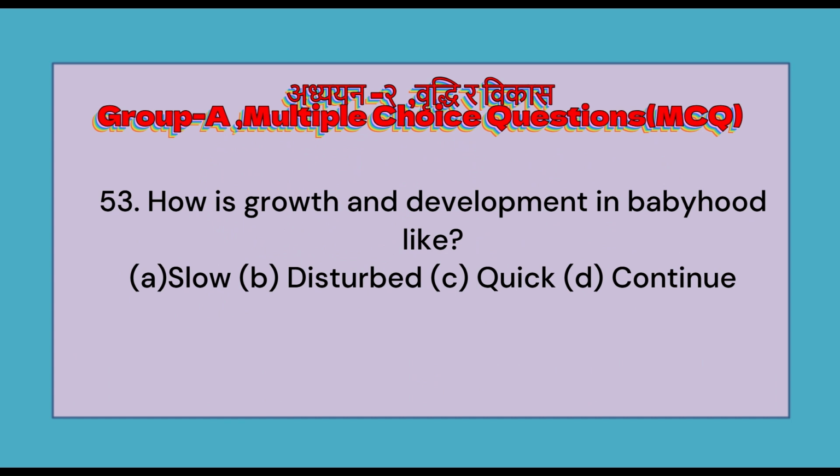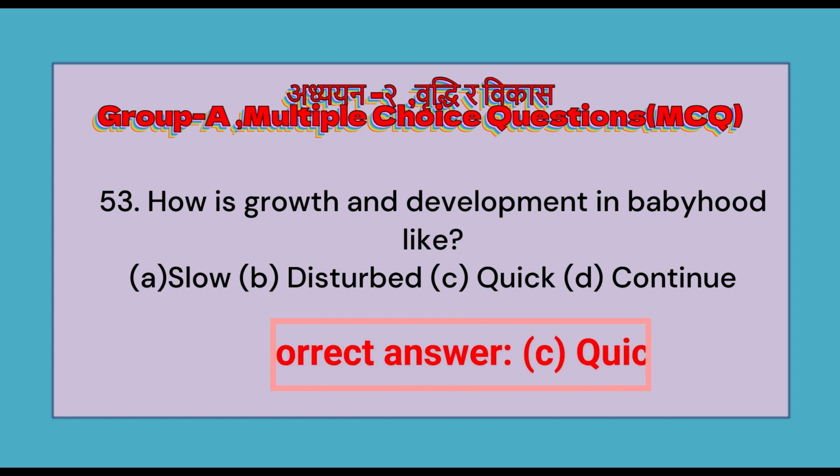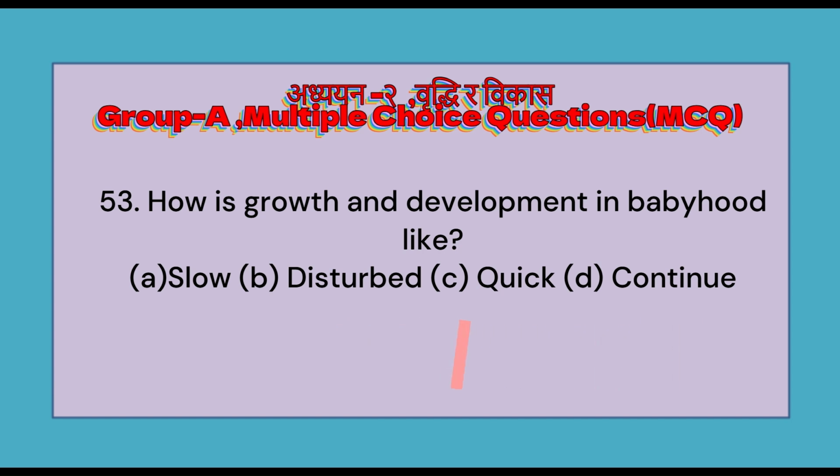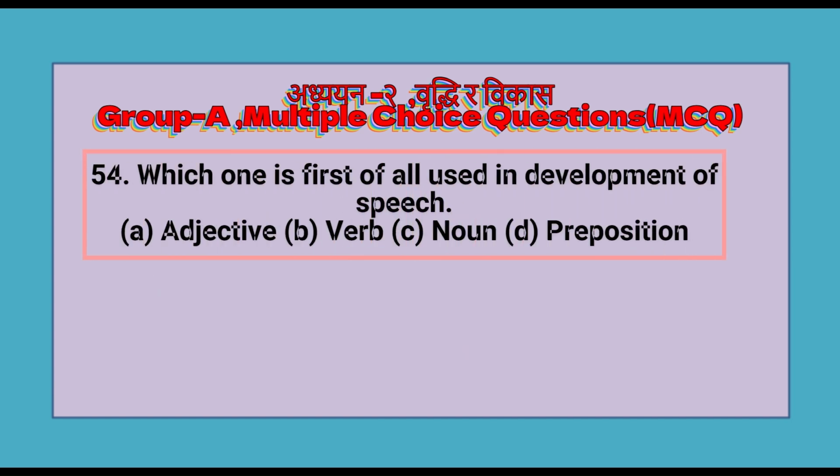53. How is growth and development in babyhood like? A. Slow. B. Disturbed. C. Quick. D. Continue. Correct answer: C. Quick.